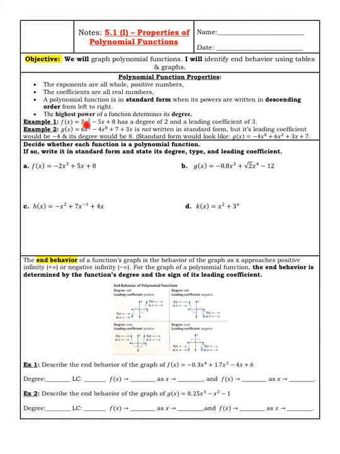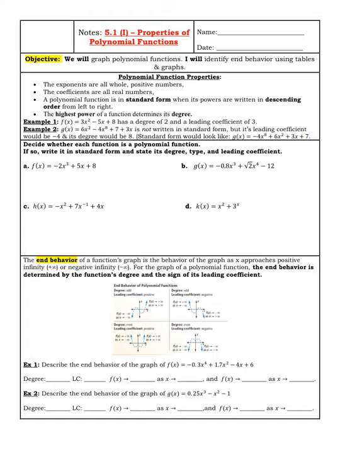So example 2, 6x squared minus 4x to the 8th plus 7 plus 3x is not written in standard form, but its leading coefficient would be negative 4. And its degree would be 8 because that's the highest power. So the standard form would look like negative 4x to the 8th coming first, then positive 6x squared, plus 3x, and then plus 7. So everything's got to be in order.